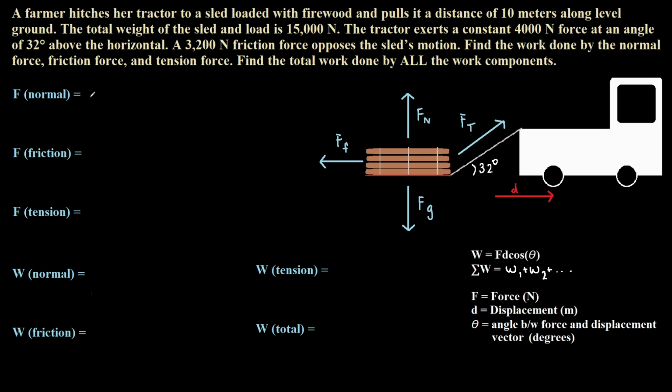The tractor exerts a constant 4,000 newton force at an angle of 32 degrees above the horizontal. A 3,200 newton friction force opposes the sled in motion. Find the work done by the normal force, friction force, and tension force. Find the total work done by all the work components.